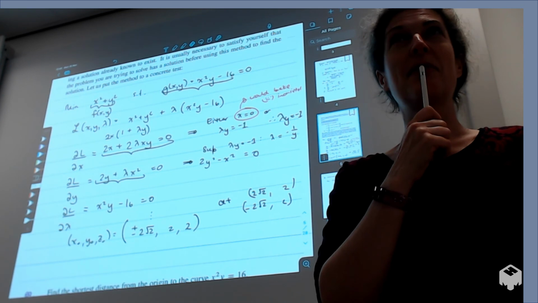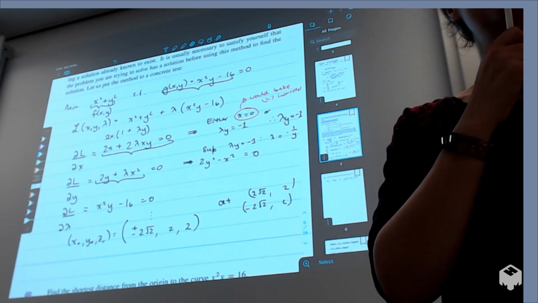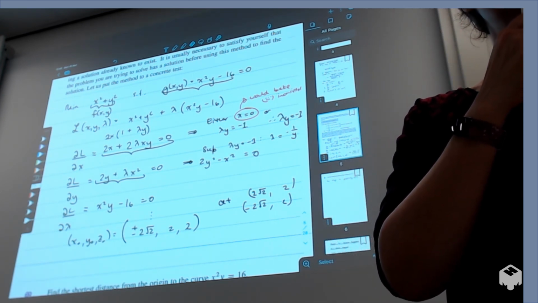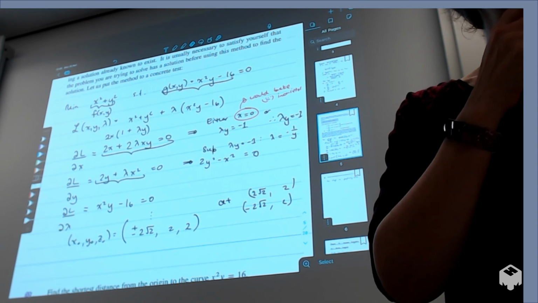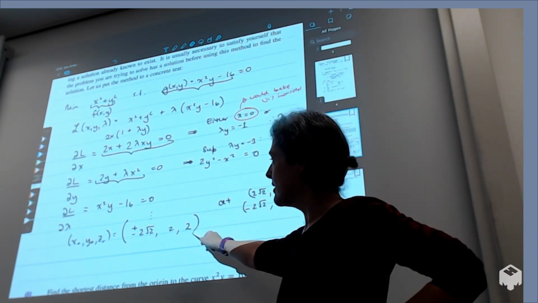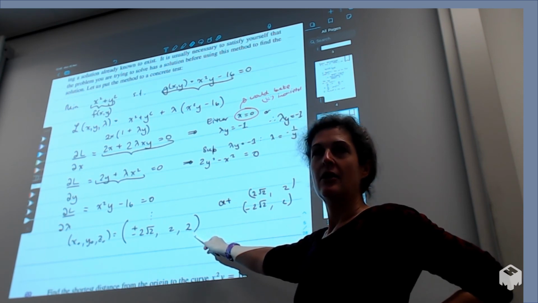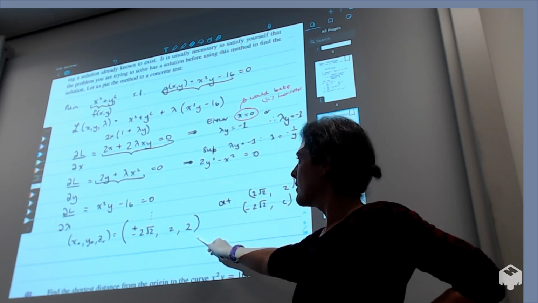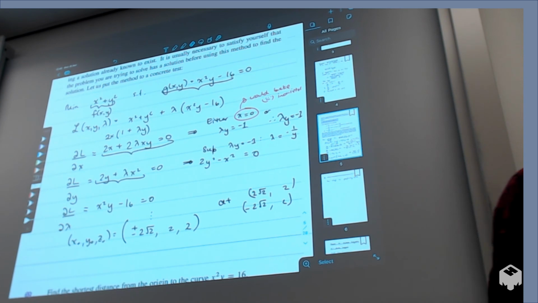To find z, are we plugging it into Lagrange and then solving for z? Or how are you finding the last coordinate? So this is lambda. Oh, okay. Oh, I'm sorry. That was probably not helpful. That should be a lambda naught.